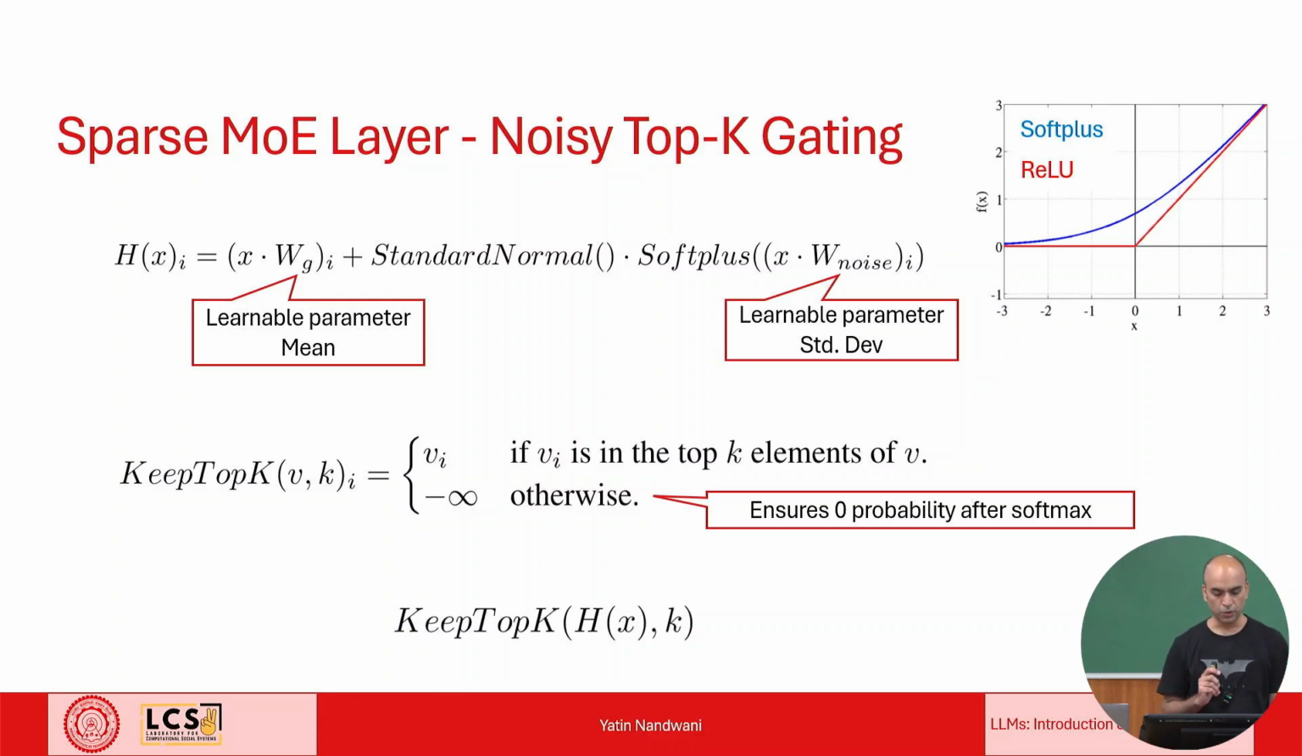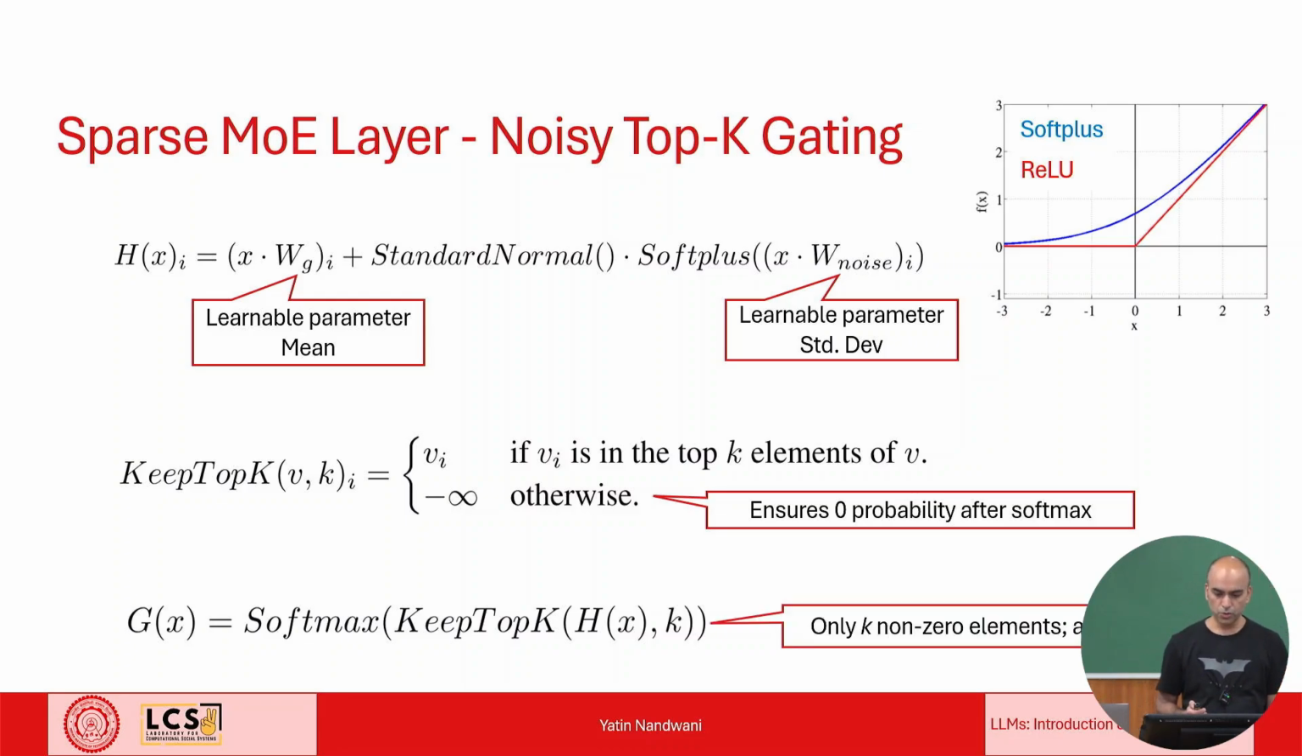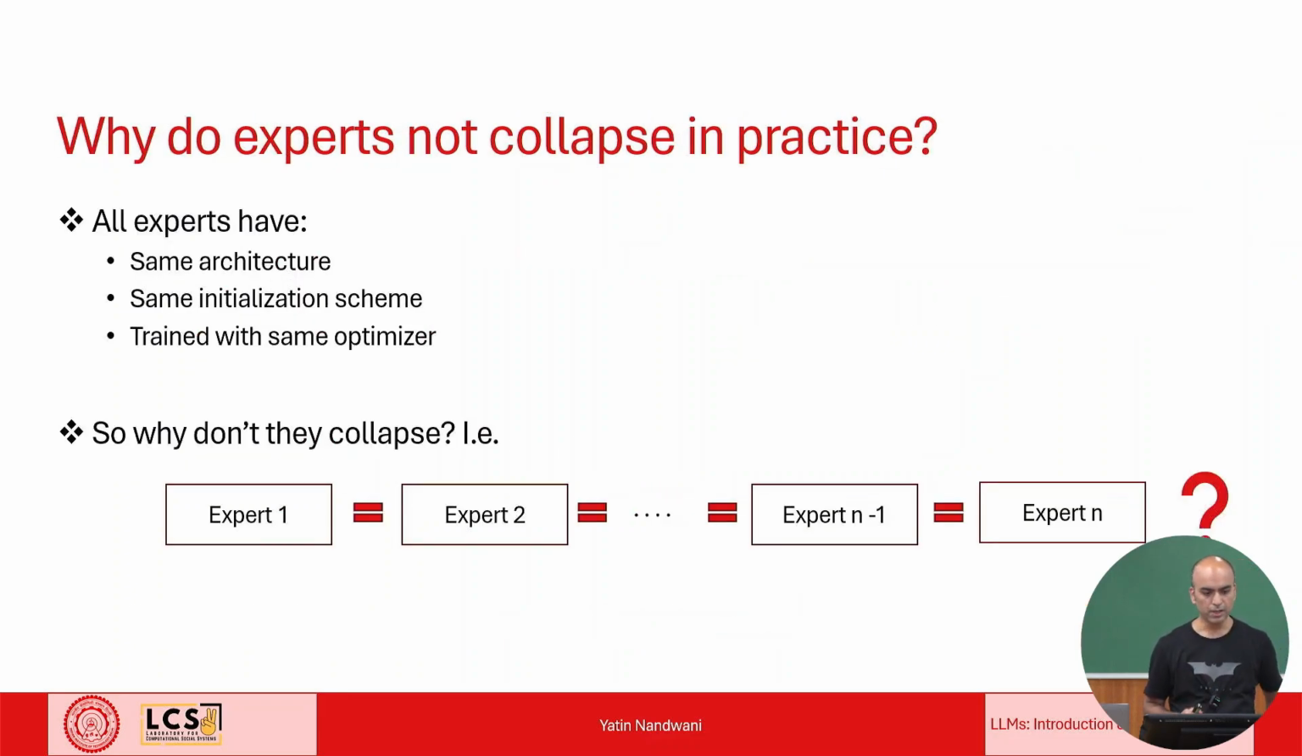We pass it through top K, which ensures that only K are active, others are set to minus infinity. And then we do a softmax over this. So this gives us a sparse MoE layer. If we select, let's say, K equal to 2, then we have only 2 active experts, right? So yeah.